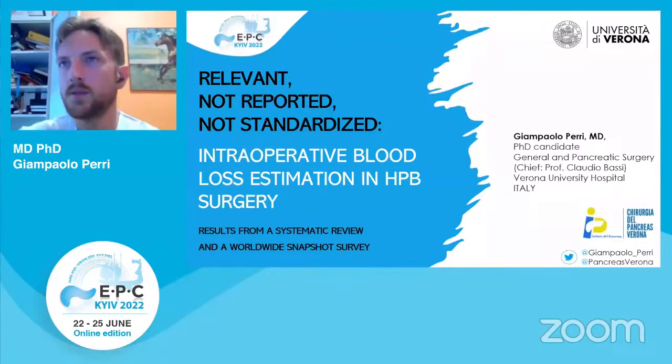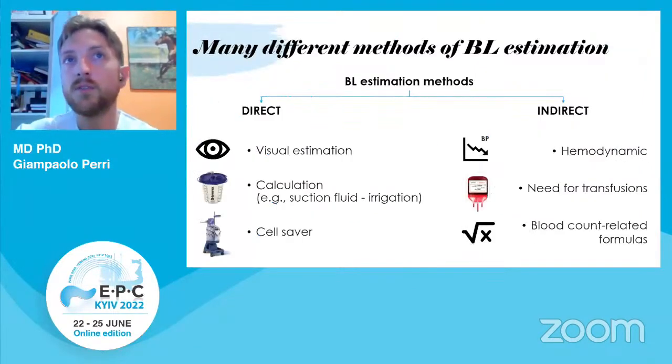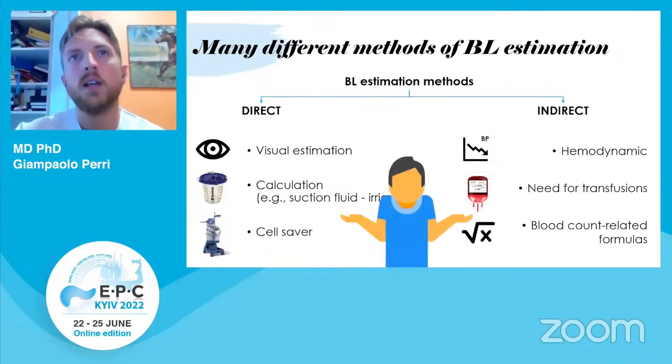Hello everyone, I'm Gianpaolo Peri from Verona University Hospital, and today I'm going to talk about intraoperative blood loss estimation in HPB surgery. As you all know, estimated blood loss is considered a major quality marker and a predictor of perioperative outcomes in HPB surgery. However, the different methods at surgeons' disposal to measure blood loss are extremely heterogeneous, and there is no universal standard, undermining the reproducibility of the results.